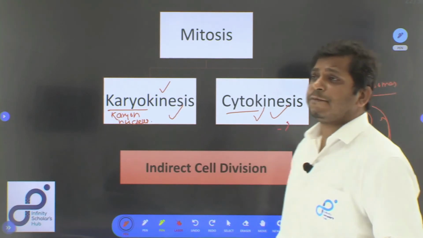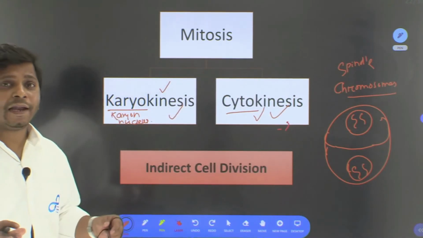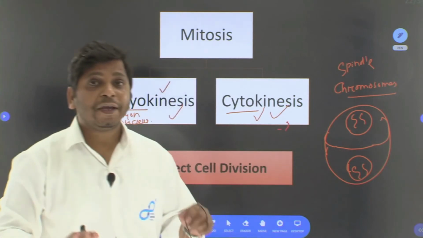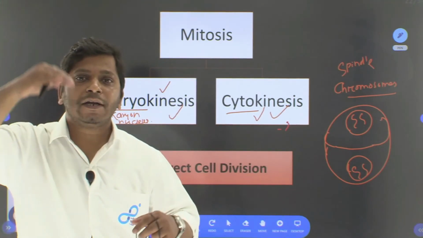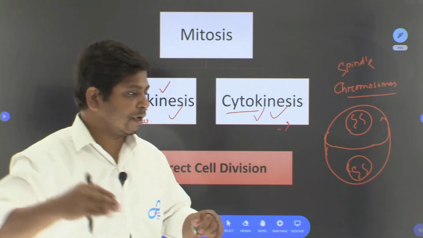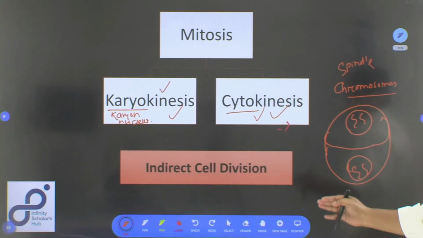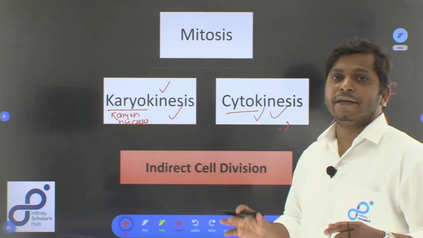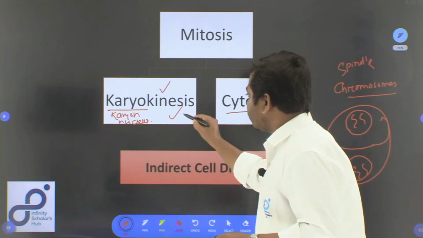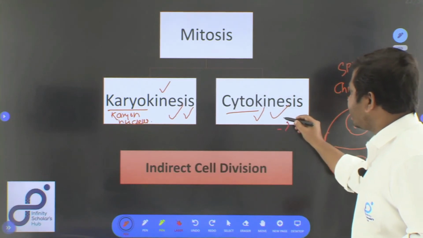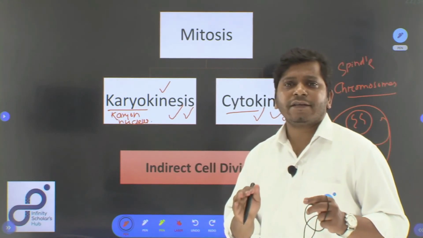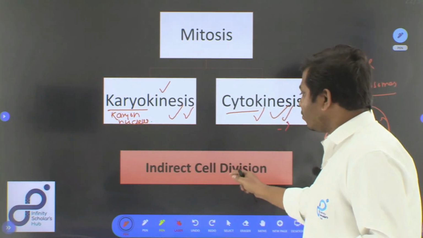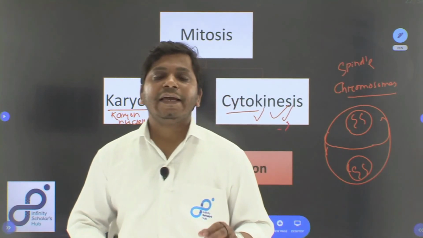And what is happening in this process? It is so well coordinated that the chromosomes which are produced are equally segregated. They are equally separated in the daughter cells. That is the advantage of this method. The first step is called karyokinesis, and the second step is called cytokinesis. Karyokinesis means division of the nucleus, and cytokinesis is division of the cytoplasm, and that is why this kind of process is called indirect cell division.